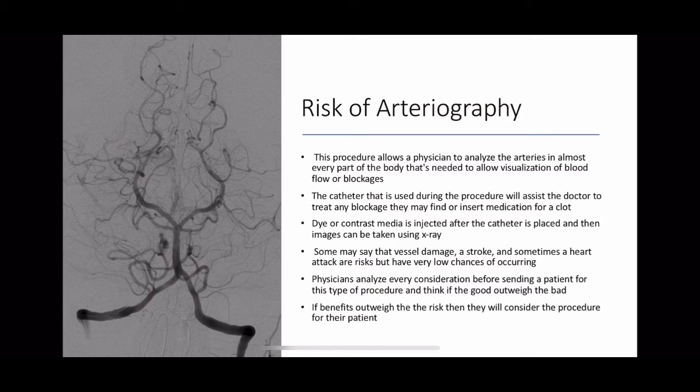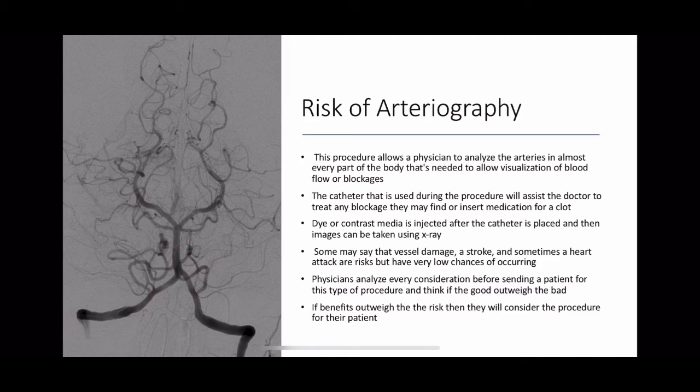This procedure allows a physician to analyze the arteries in almost every part of the body that's needed to allow visualization of blood flow or blockages. The catheter that is used during the procedure will assist the doctor to treat any blockage they may find or insert medication for clots. Dye or contrast media is injected after the catheter is placed, and then images can be taken using x-ray. Some may say that vessel damage, a stroke, and sometimes a heart attack are risks but have very low chances of occurring.